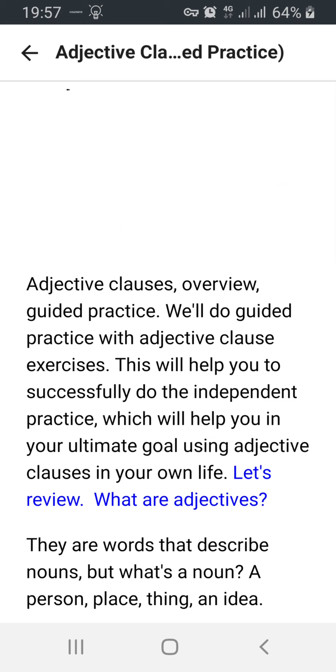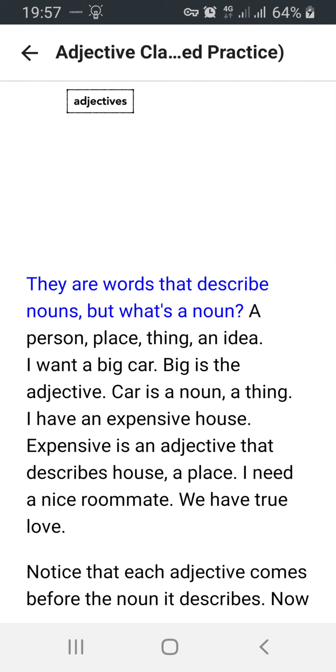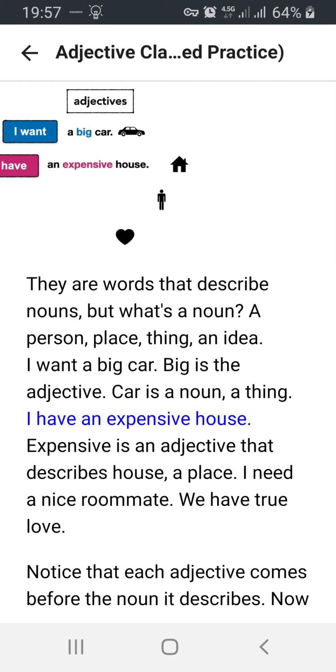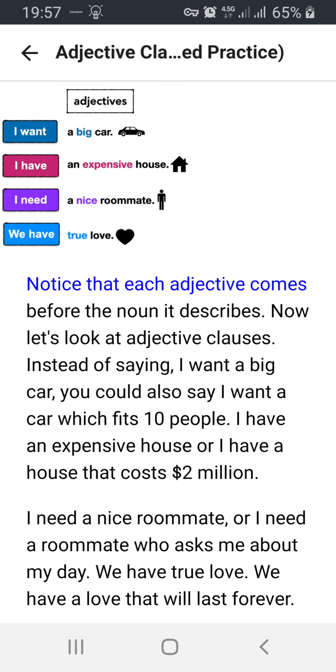Let's review. What are adjectives? They're words that describe nouns. But what's a noun? A person, place, thing, an idea. I want a big car. Big is the adjective. Car is a noun, a thing. I have an expensive house. Expensive is an adjective that describes house, a place. I need a nice roommate. We have true love. Notice that each adjective comes before the noun it describes.